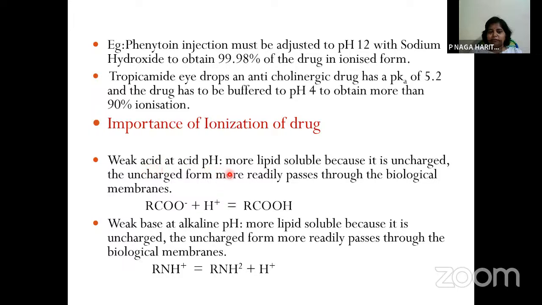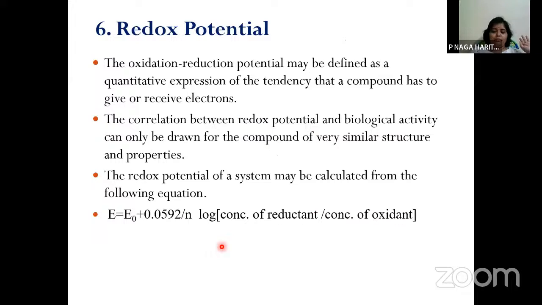A weak acid at acidic pH is more lipid soluble because it is uncharged, and the uncharged form more readily passes through the biological membrane. So that is what we have studied. And a weak base at alkaline pH is more lipid soluble because it is uncharged, and the uncharged one will pass through the biological membrane more easily. So always, when the drug is in the unionized form, it can easily cross the biological membrane. Okay, so that is about the pKa ionization constant.